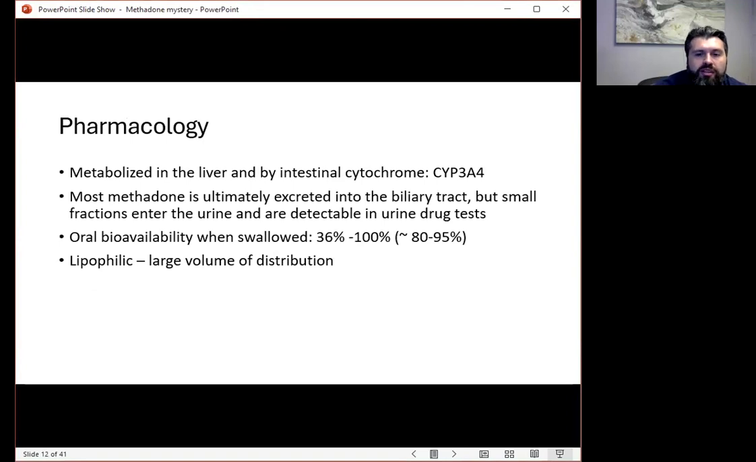So a little bit more about the pharmacology of methadone. It is metabolized in the liver and by the intestinal cytochrome CYP3A4. Most methadone is ultimately excreted in the biliary tract, but small fractions enter the urine and are detectable in urine toxicology screening tests. The oral bioavailability when swallowed is about 36 to 100%, but usually you're looking at about 80 to 95%. It is pretty lipophilic, so it has a large volume of distribution as well.